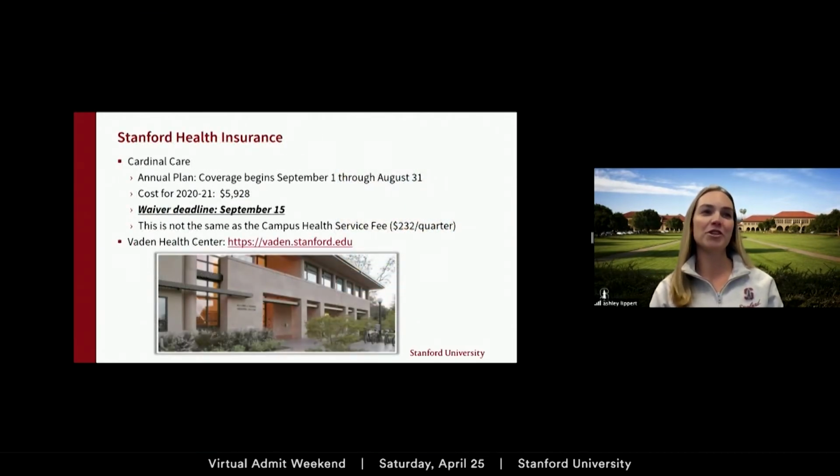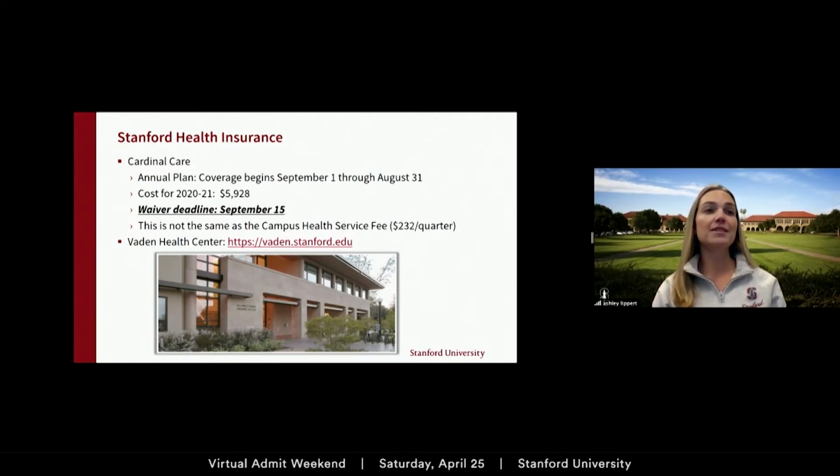Stanford Health Insurance. We wanted to remind all of you that all students who are admitted are automatically enrolled into Stanford's health insurance program, which is offered annually beginning September 1st of each year and costs $5,928. Families who wish to have this insurance fee waived because they have their own insurance plans can do so no later than September 15th.